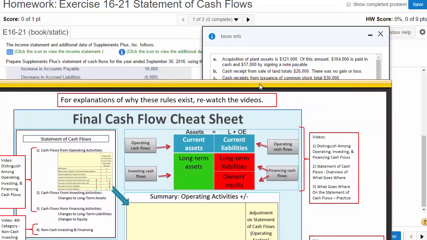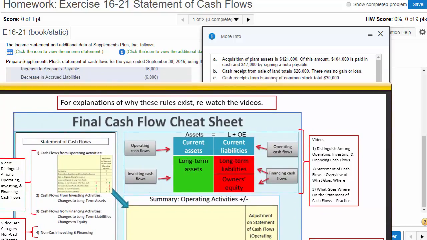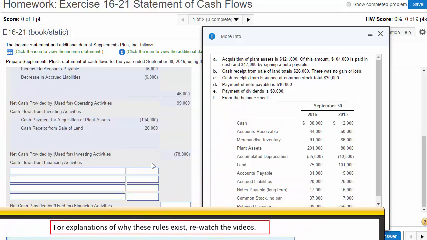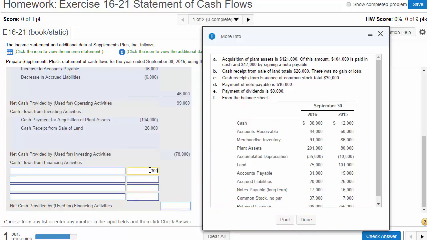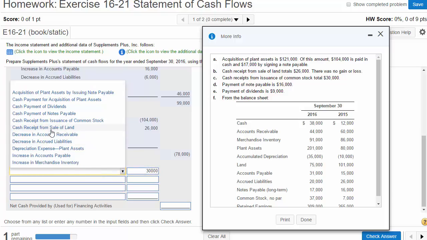Cash receipt from land, that's a long-term asset. Cash receipts from issuance of common stock. Now common stock is an equity account, so it goes in this financing section. And since we received cash, it's going to go as a positive $30,000. Cash receipt from issuing stock.